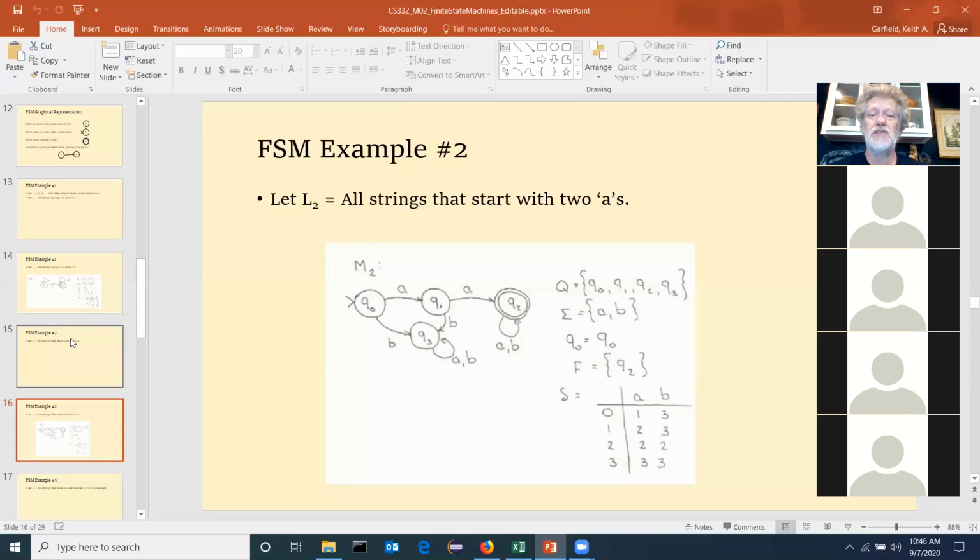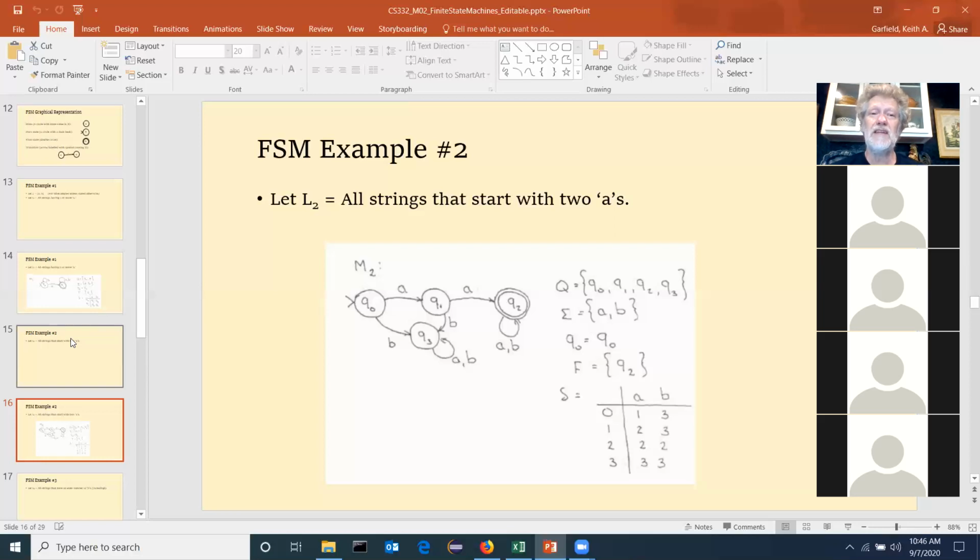If you're in Q3, there's no way to get to Q2, and that's how it should be. Let's talk in terms of the language. The language is all the strings that start with two A's. If the string starts with a B, is it in the language? No. So since it's not in the language, we should never, ever accept it. Right off the bat, if I'm in Q0 and the first thing I see is a B, I go to Q3, and then I can never get to the accepting state, the final state.